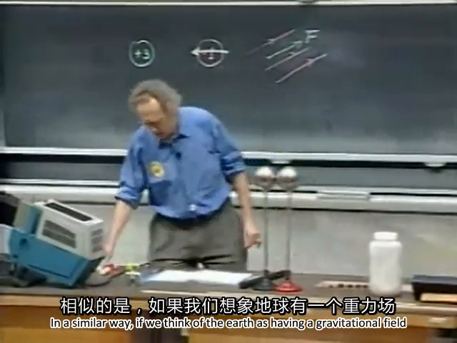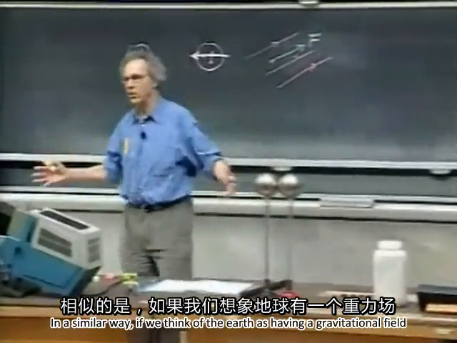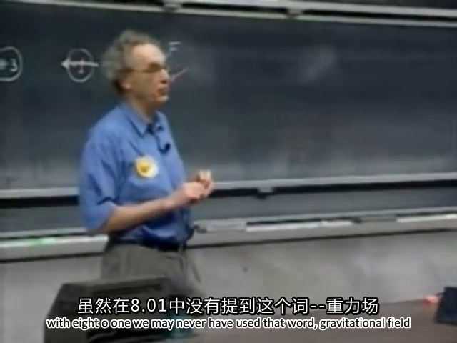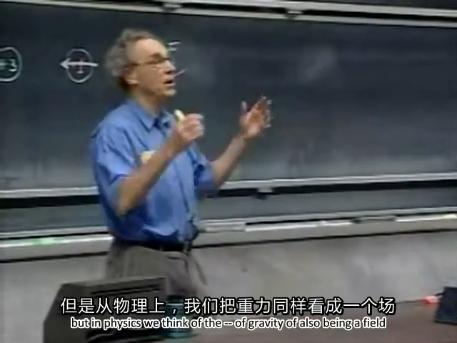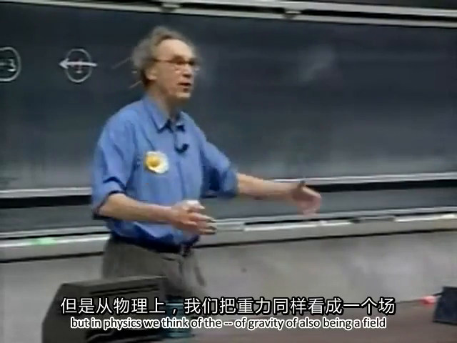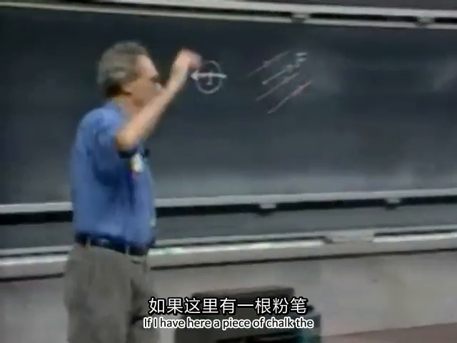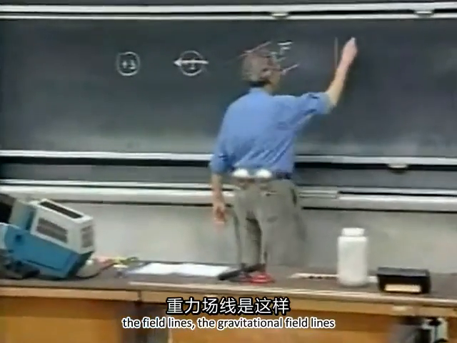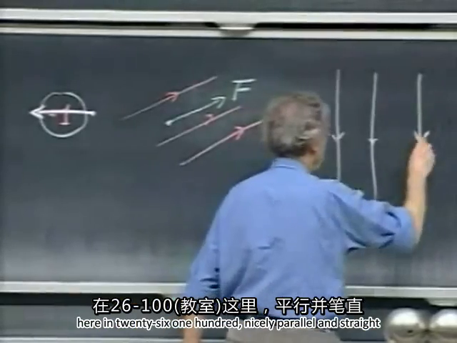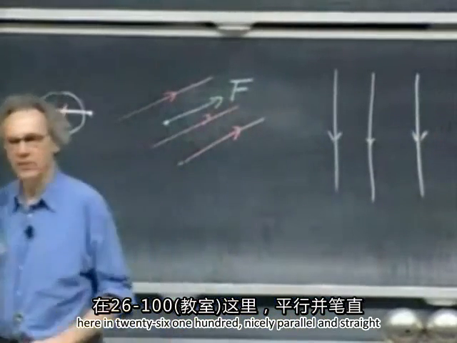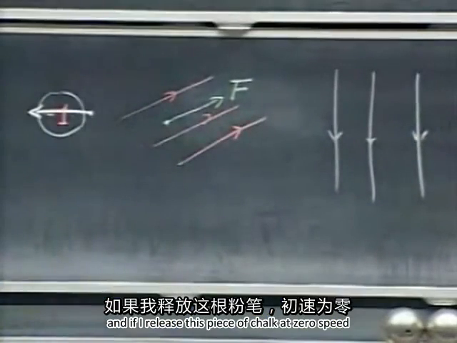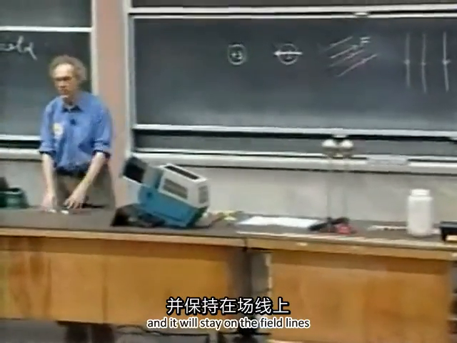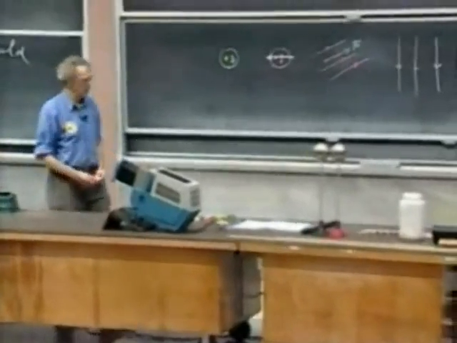In a similar way, if we think of the Earth as having a gravitational field, with 801 we may never have used that word gravitational field, but in physics we think of gravity also being a field. If I have here a piece of chalk, the gravitational field lines, here in 26/100, are nicely parallel and straight, and if I release this piece of chalk at 0 speed, it will begin to move in the direction of the field lines, and it will stay on the field lines.